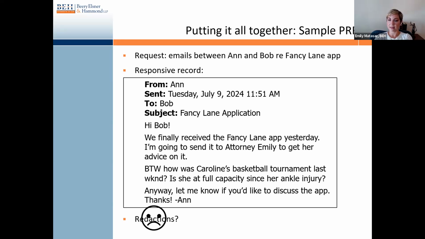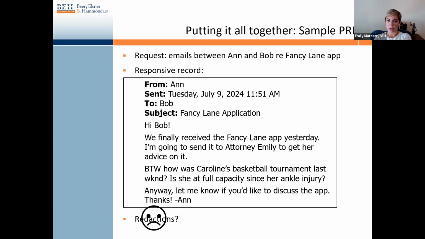And then what about the fact that it's not responsive? That's not what they asked for. Well, the record is the record. The whole record is the record. You can't redact something just because it isn't responsive. You always need an exemption to redact or withhold if it's in a responsive public record.